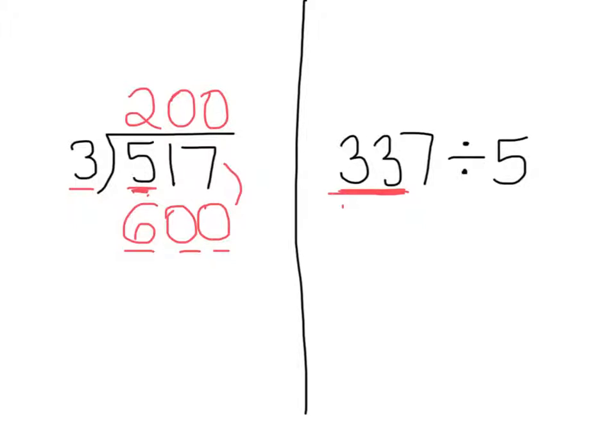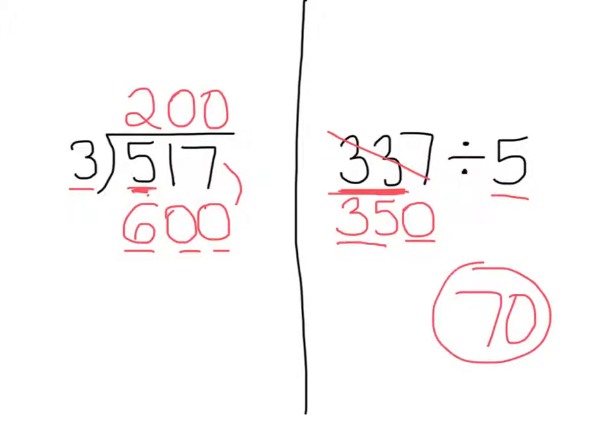35. So now I'm going to change this 337 and I'm going to make it a 350, because 350 is pretty close to 337, and now I'm able to solve it in my head. I don't need to do any long division here. So now, here's my basic fact, 35 divided by 5, which is 7, then I add a 0, and I get 70 for my estimate.